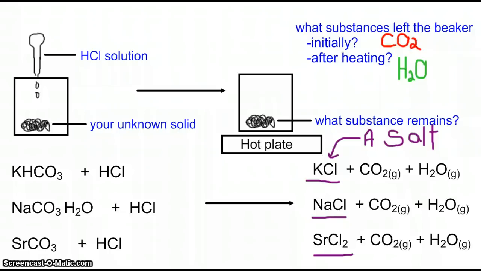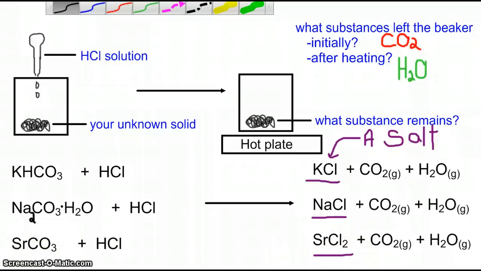Three different examples of the experiment are the reactions that occur with your unknown. If your unknown is potassium hydrogen carbonate, you'll get a different salt than if your unknown is sodium carbonate monohydrate, you get a different salt. And then finally, if your carbonate is strontium carbonate, you'll get a third salt.